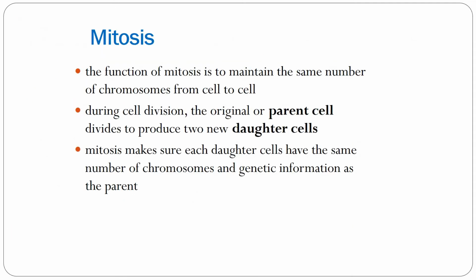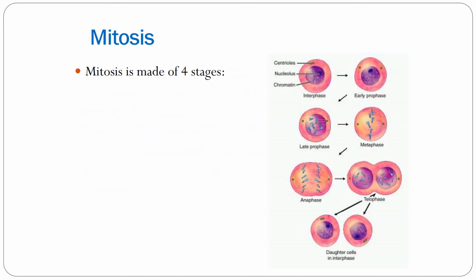So the function of mitosis is to maintain the same number of chromosomes from cell to cell. During cell division, the original or parent cell divides to produce 2 new daughter cells. Each daughter cell has the same number of chromosomes as the parent, and then the daughter cells will eventually become the parent cells later on as they divide again.